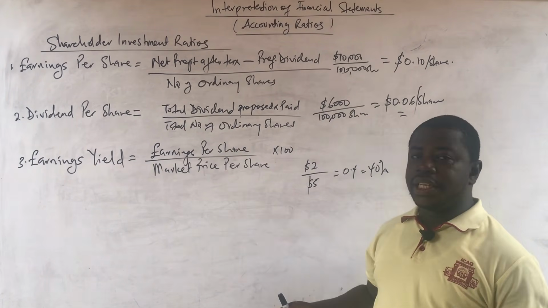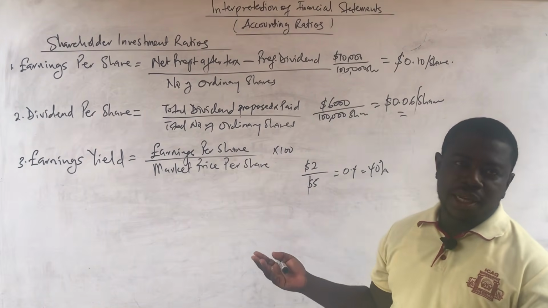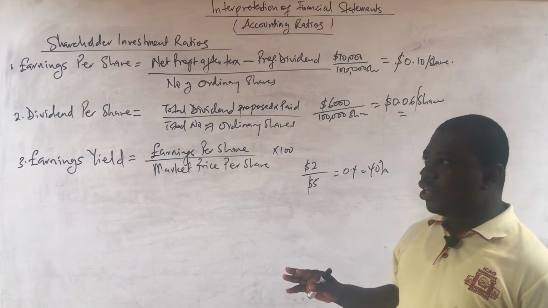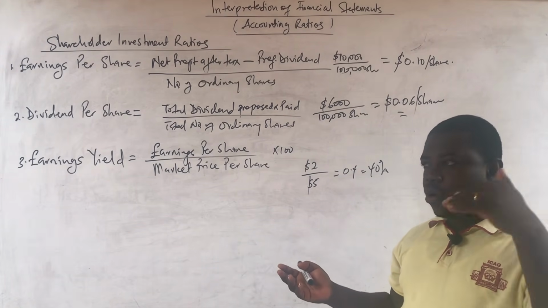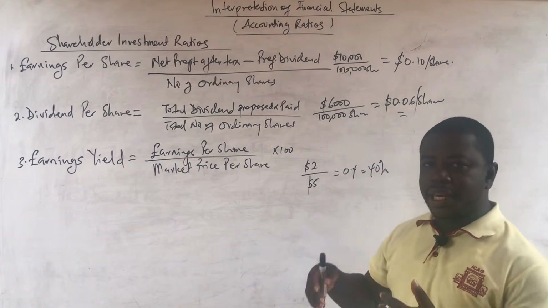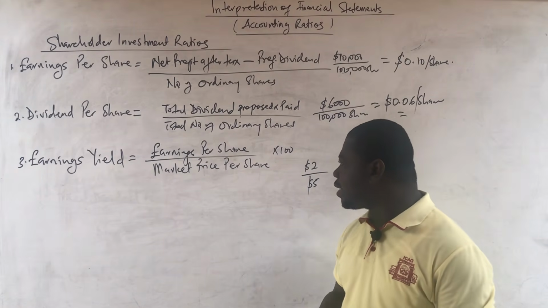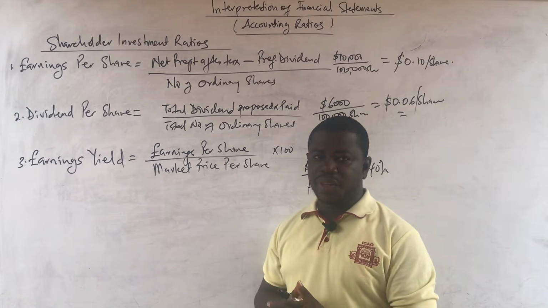And some of these things, especially with the shareholder investment ratios, the higher the better, because the shareholders are interested in wealth maximization. So you compare with the industry average, you look for the higher to be the best. You compare with your previous year's financial statement and your ratios in the previous year, and then you can make objective analysis as to whether you are doing well or not in terms of the earnings yield. So that is it with the earnings yield.